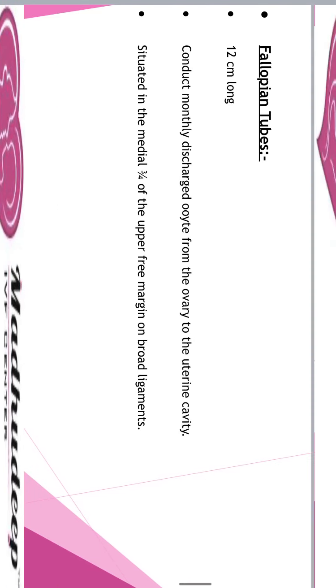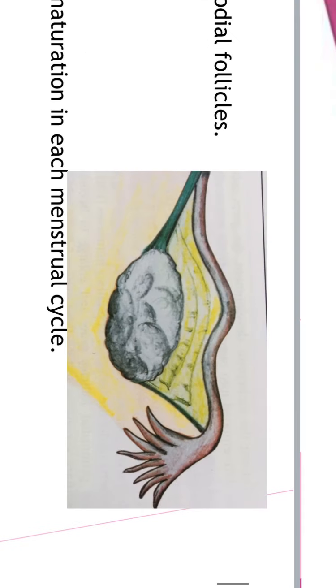Now the fallopian tubes. We discussed the ovary. This is the ovary. Size is 3 by 2 by 1. The main importance is the formation of the egg, and in the female all characters are developed under the influence of this ovary, and for pregnancy the HPO axis, the hypothalamus pituitary ovarian axis, has to be maintained.